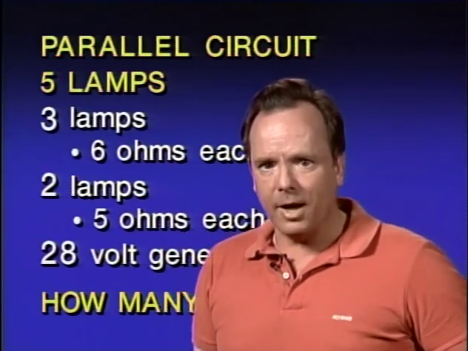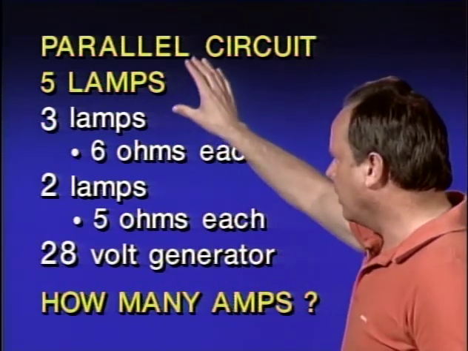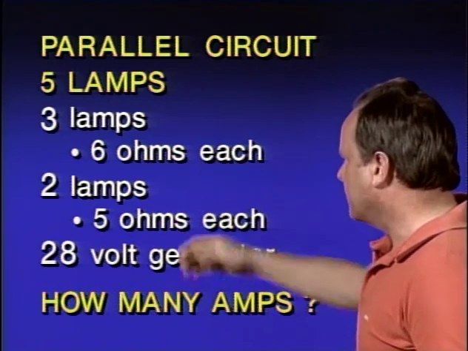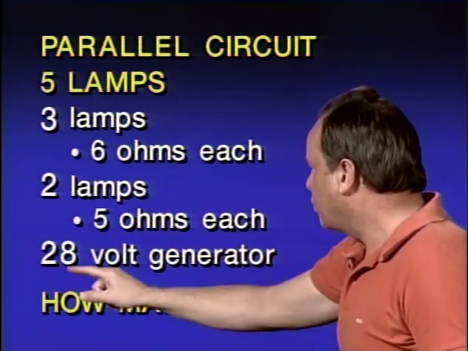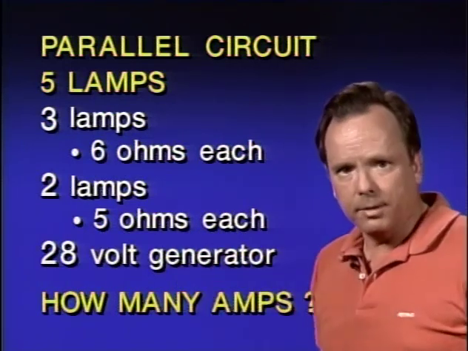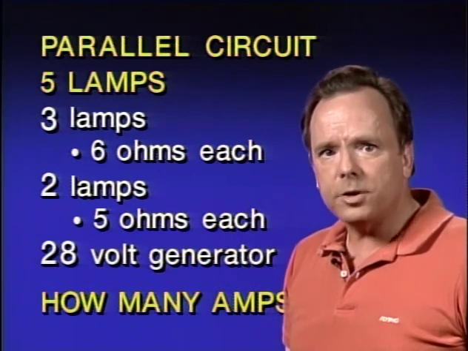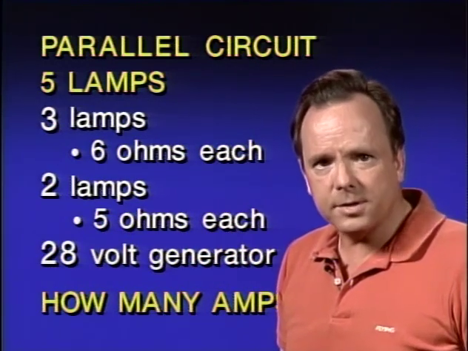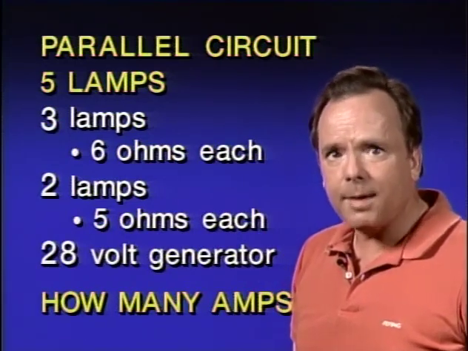All right, let's take a look at another one. They're going to say, let's assume you have a circuit that contains 5 lamps in parallel. 3 of those lamps have 6 ohms each. 2 lamps have 5 ohms each. And it's a 28-volt circuit. How many amps are in the circuit? Well, first of all, we need to find the total resistance in the circuit. Then we'll use Ohm's law and find out how many amps are in the circuit.